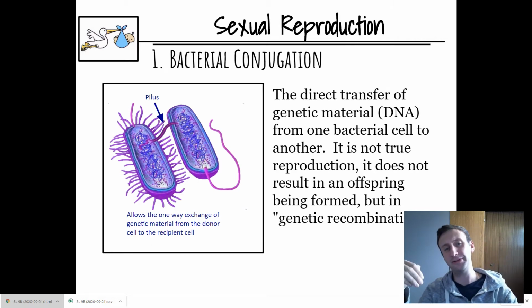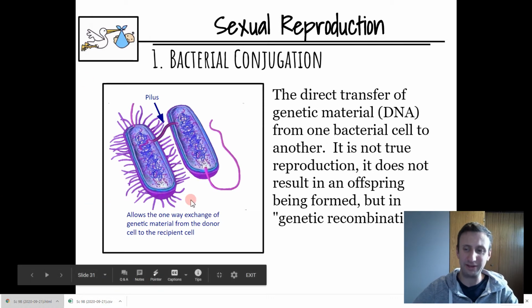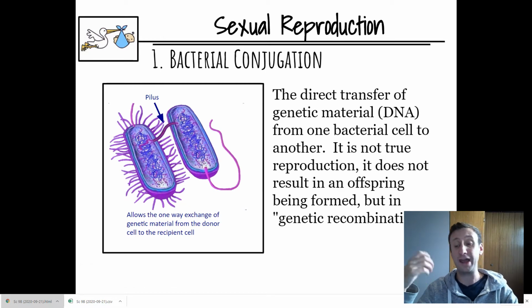What's interesting about this is it allows for genetic diversity. So if one bacteria has, let's say, a beneficial mutation, then it can spread that beneficial mutation to other bacteria by using this. So it's a neat adaptation that bacteria have in order to swap genetic code so that advantageous genes can more readily travel between bacteria to benefit them. So it is not true reproduction. It does not result in an offspring being formed, but instead in genetic recombination between those 2 bacteria.